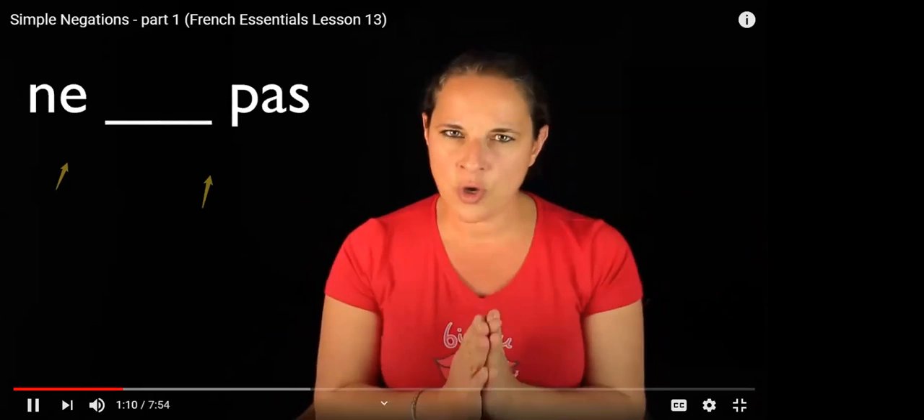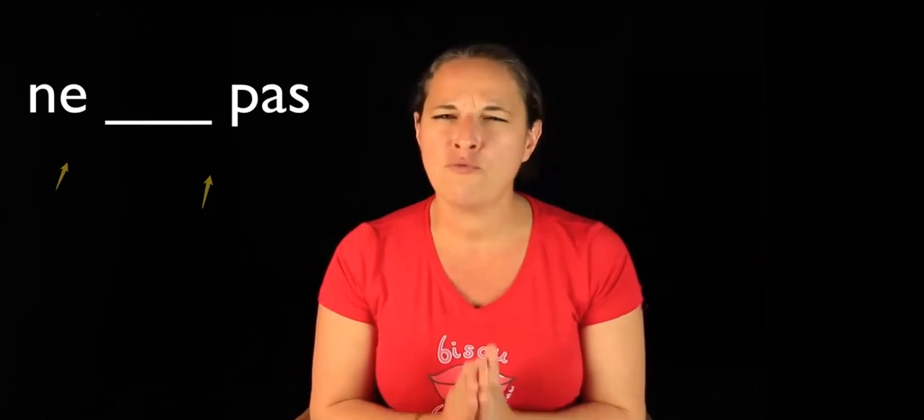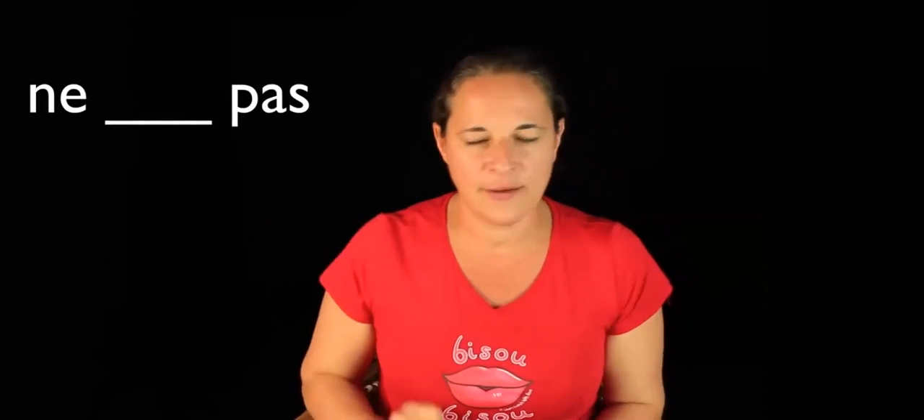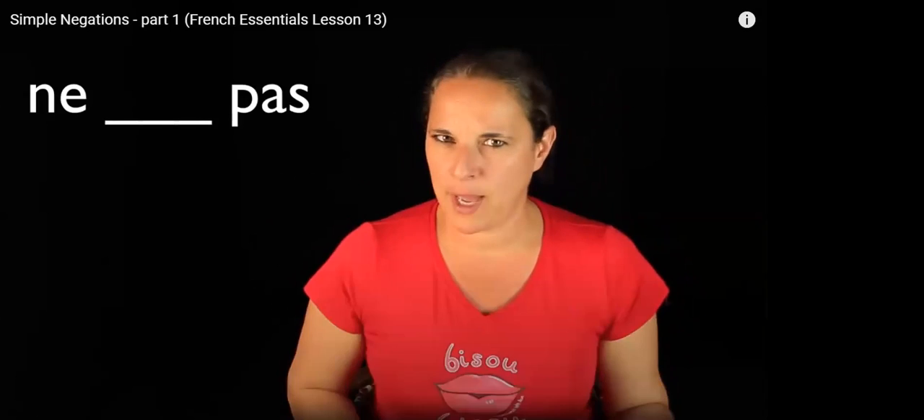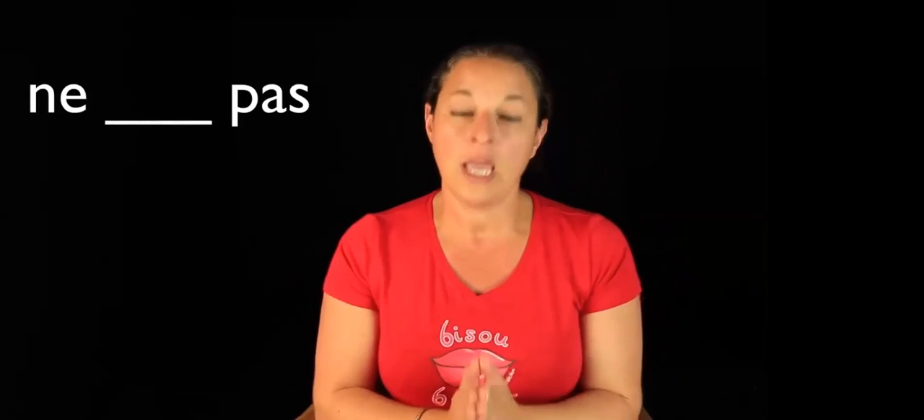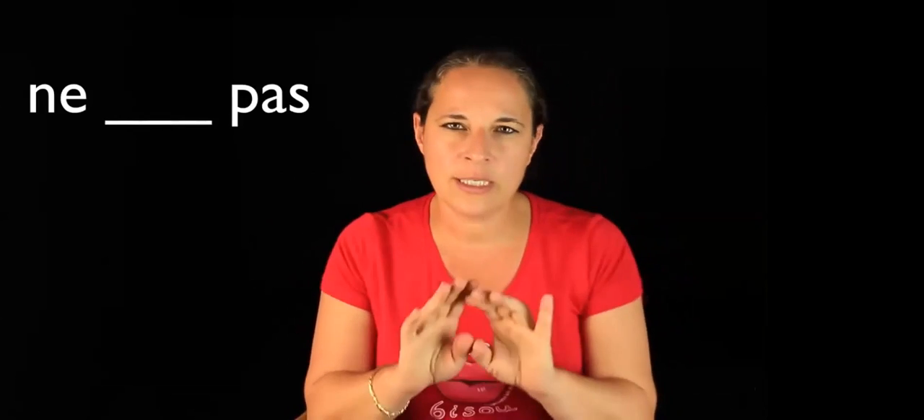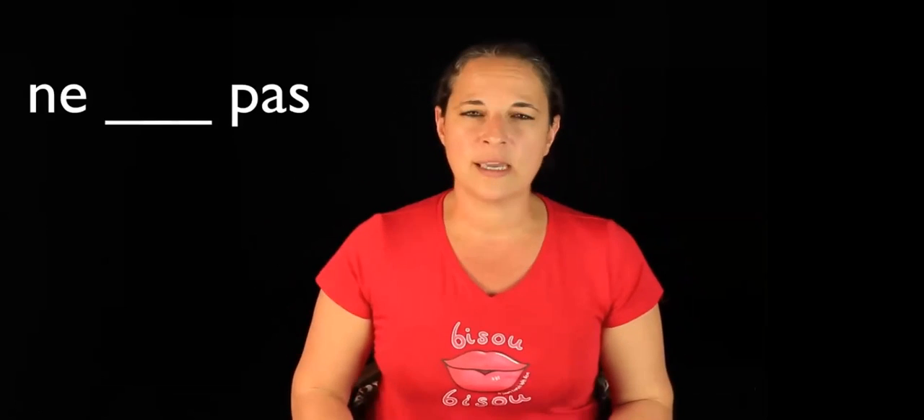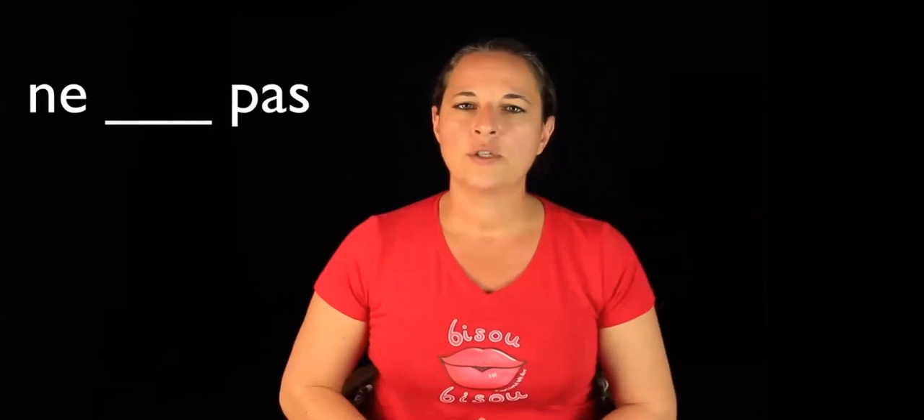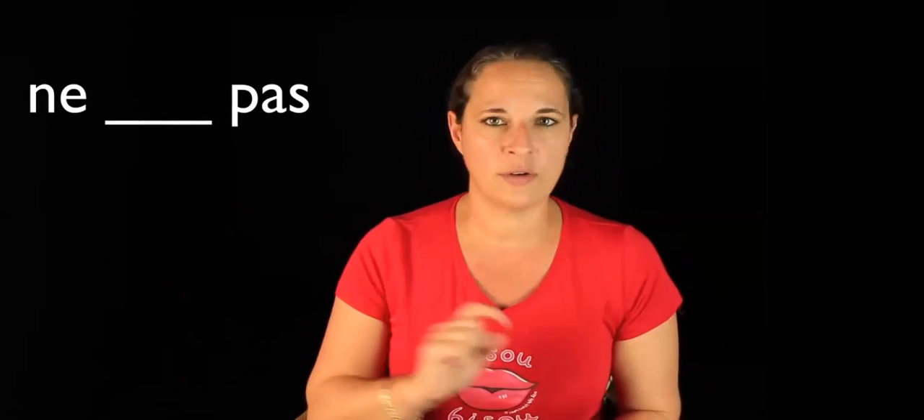Okay, what you need to do, and remember we are doing simple negations here, is that it comes in two parts: ne pas. Remember well, ne pas. As you see here, I left a gap between the ne and the pas. That gap is for the verb. So, for example, I'm going to keep it very simple here, you want to say, I am not vegetarian.